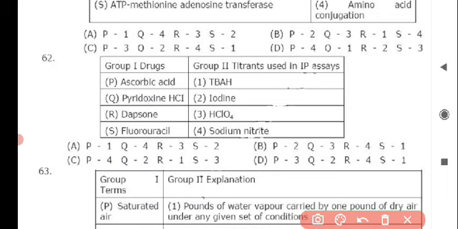So in the next question, column 1 contains the drugs and column 2 contains titrants used in IPSA. This question is somewhat a repeated question, so let us again discuss this. For the first option, that is ascorbic acid, the correct option is option number 2, that is iodine. For pyridoxine hydrochloride, the correct answer is option number 3, HClO4. For Dapsone, the correct answer is sodium nitrite. And for fluorouracil, the correct answer is option number 1, TBAH. So for this also, the correct answer is option number B.